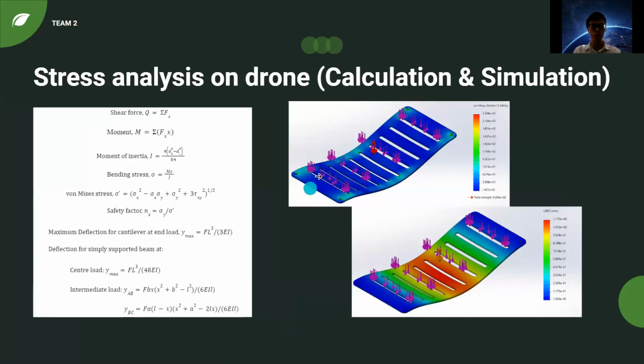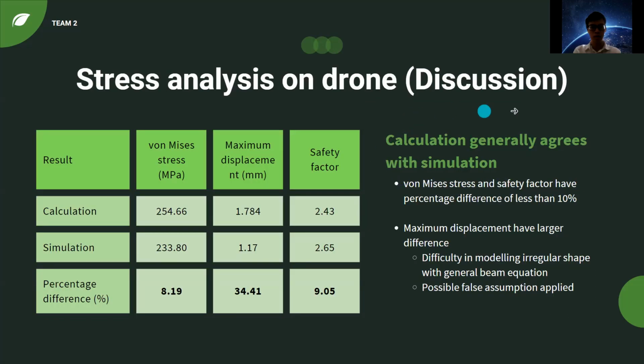Then the next step is calculation and simulation. For beam analysis, we use formulas from strength of materials to calculate the shear force, the moment, the bending stress, and the deflection. As for simulation, we use the same parameters from the previous slide to find the stress and deformation, either in SolidWorks or in ANSYS. Then the final step is the discussion.